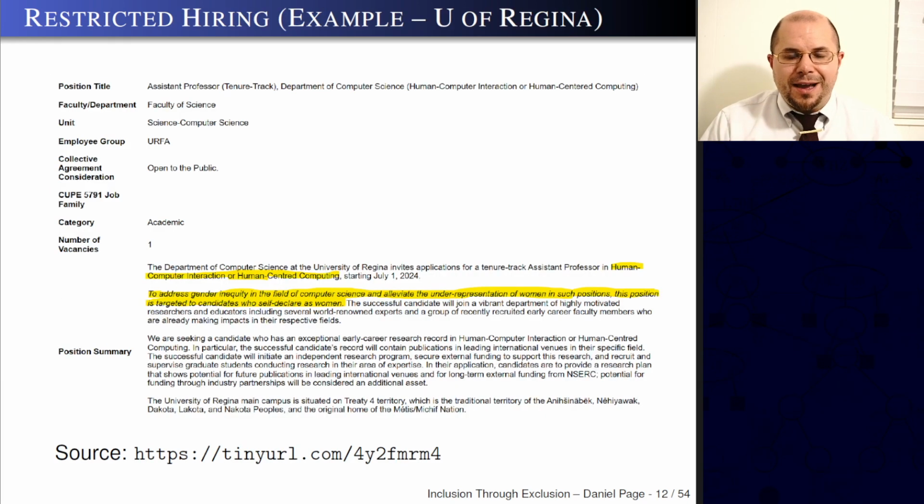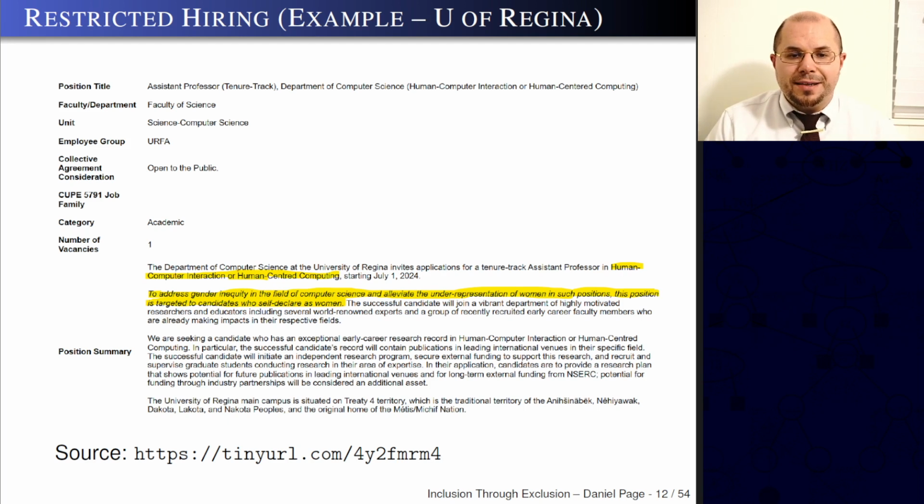But anyways, let's talk about some examples, just a quick couple of cases. Here's the University of Regina from this year. They talked about targeting candidates who self-declare as women. Just as a little remark here, I must stress that technically speaking, regardless of which side of the aisle you sit on, I don't sit on really any, to be very clear here.